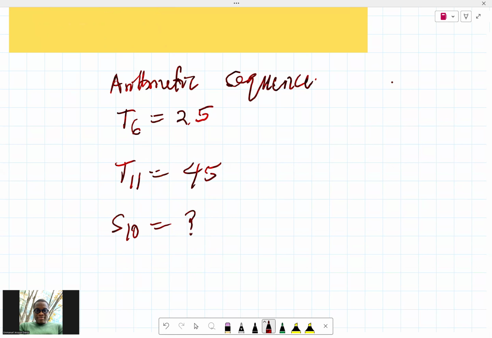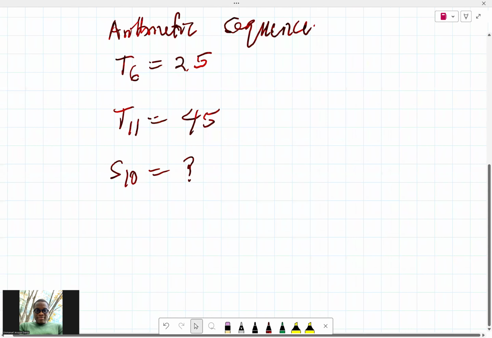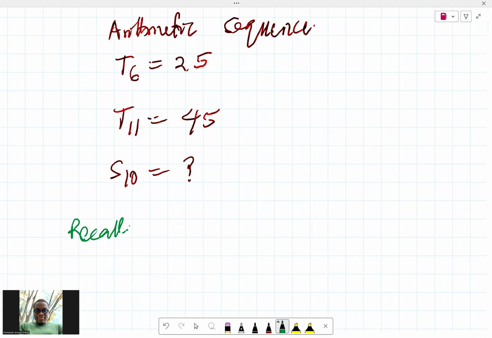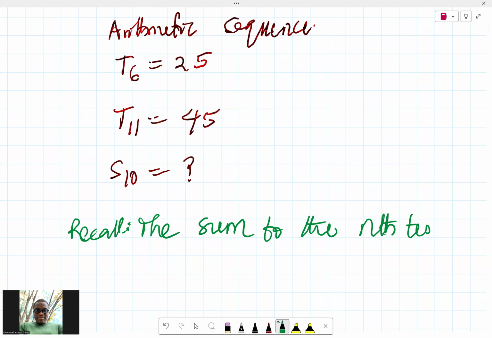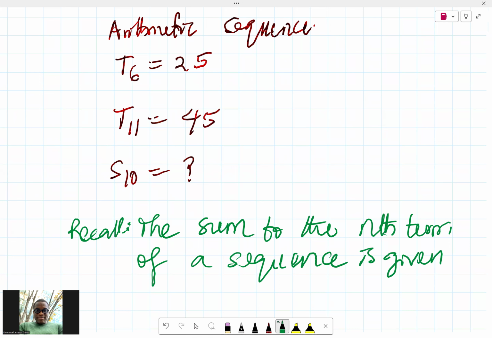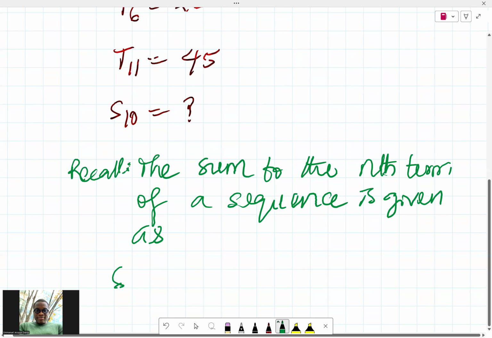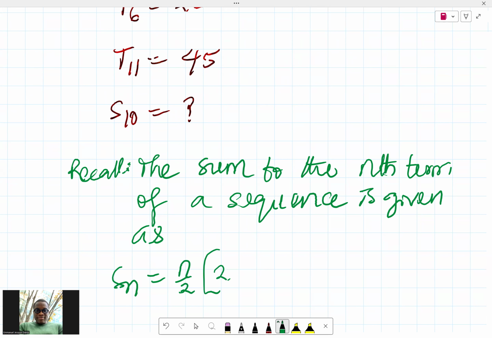Starting from what we really need to do, we need the sum to the 10th term of the sequence, and we can recall that the sum to the nth term of a sequence is given as Sn equals n over 2 into 2a plus (n minus 1)d.